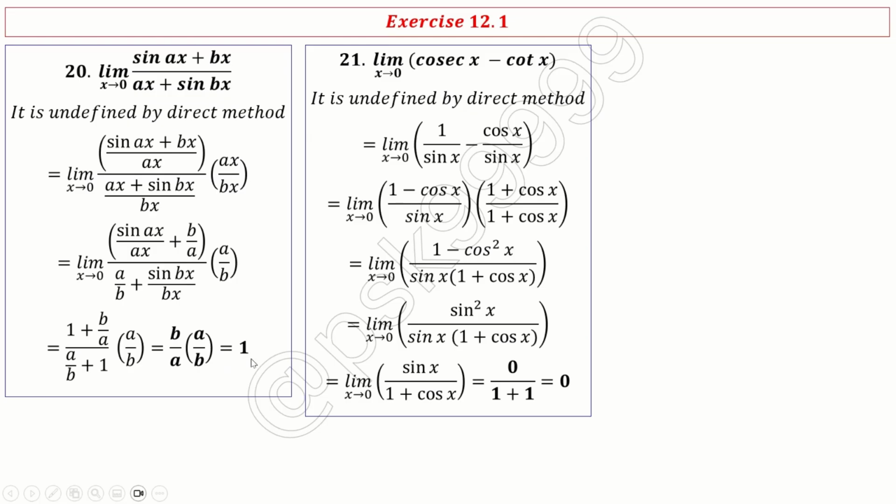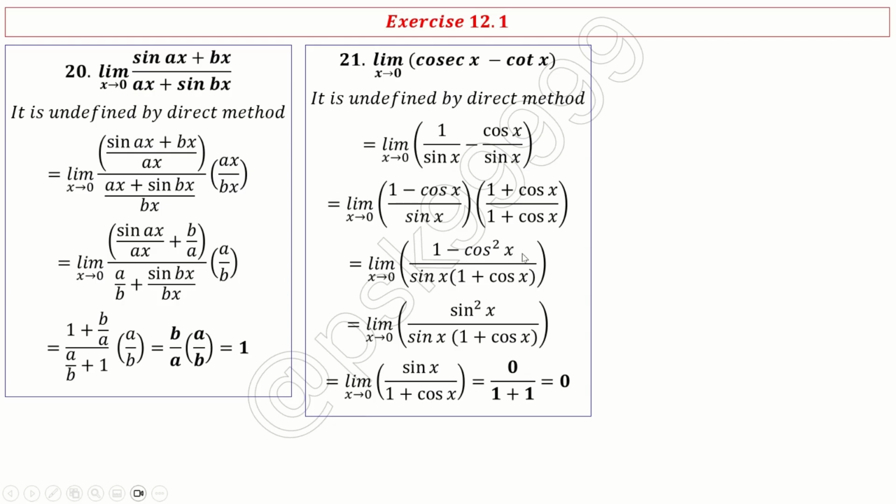Okay, do it carefully. These are all simple problems. The only thing is you will understand what kind of problems can come. Okay, next, limit x tends to 0, cosecant x minus cot x. Both are undefined at x equal to 0, so you have to do it in a different way. So I will write cosecant x as 1 by sin x minus cot x as cos x by sin x. So it will become 1 minus cos x by sin x. I am multiplying both numerator and denominator with 1 plus cos x.